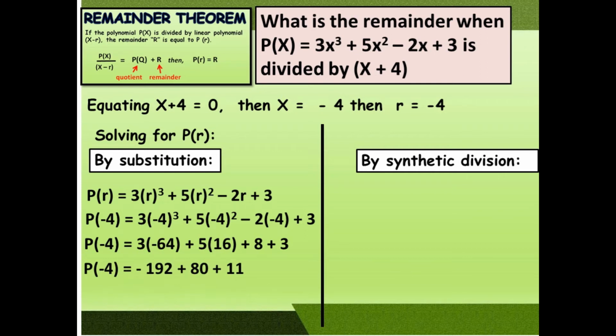Okay, so we have now P of negative 4 is equal to negative 192, the product of 3 times negative 64, plus 80, the product of 5 times 16, plus 11, the sum of 8 plus 3. So P of negative 4 now is negative 101. Okay, so that is the value of the polynomial when x is equals to negative 4.